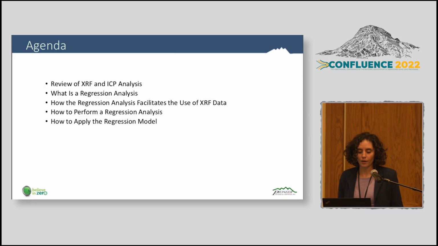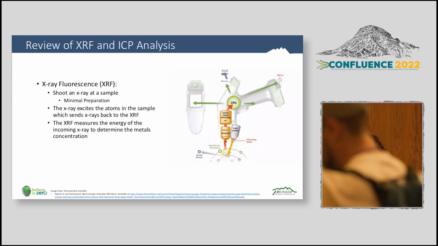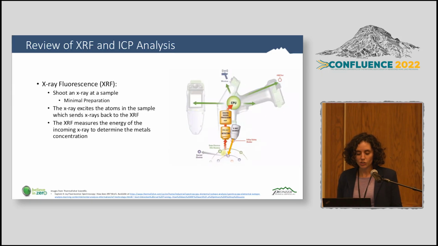So to start off, XRF stands for X-ray fluorescence. It comes in the form of, I've heard it called quite often, a gun that shoots an X-ray at a sample, and minimal preparation is required. Sometimes it's helpful to sieve and dry your sample, but a lot of times this can be used in the field directly without a whole lot of sample preparation. So the X-ray excites some atoms in the sample, which sends an X-ray back to the XRF, and the XRF measures the energy of the incoming X-ray to determine the concentration of metals and sometimes other analytes. For this presentation, we're mostly talking about heavy metals.